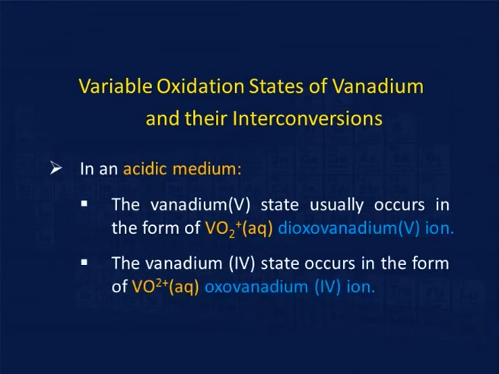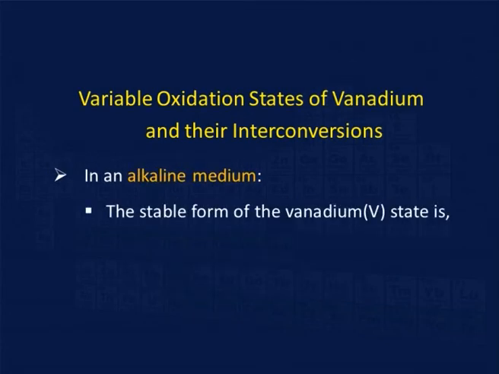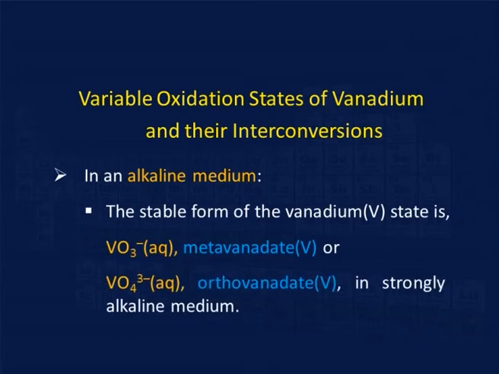Vanadium +4 state occurs in the case of an oxovanadium compound, that is VO2+ in aqueous medium. However, in the alkaline medium, the stable form of vanadium +5 is VO3-, that is metavanadate, and also the oxovanadate, that is orthovanadate, VO4 3-, occurs in an alkaline medium.